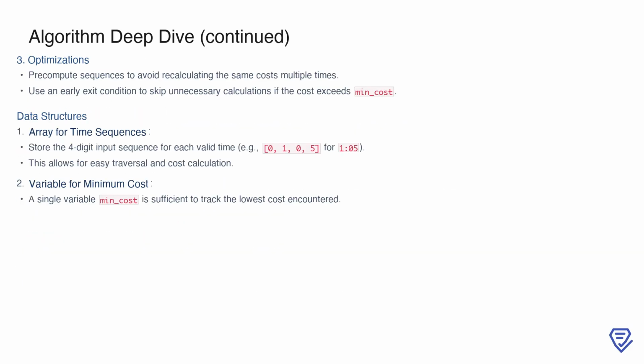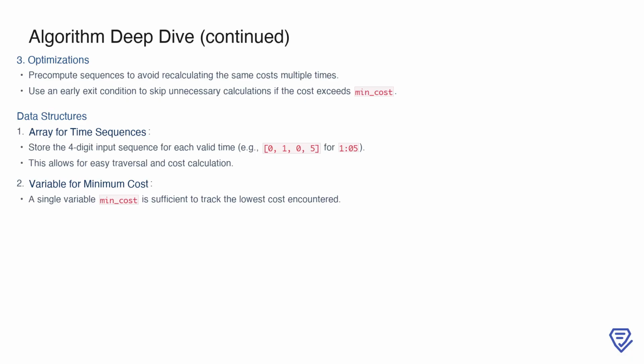To further enhance the algorithm, we can introduce optimizations. One such optimization is pre-computing sequences and their costs to avoid recalculating the same values multiple times. This reduces redundant computations and improves efficiency. Additionally, we can implement an early exit condition during cost calculation. If the cumulative cost for a sequence exceeds the current min_cost, we can skip further calculations for that sequence, as it cannot lead to a better solution.